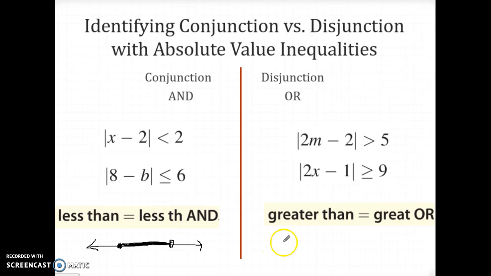In this other example, a disjunction using or, graph on a number line, remember our graphs go in opposite directions. So the solution will fit one inequality or the other. So disjunction graphs look like this, conjunction graphs look like this.